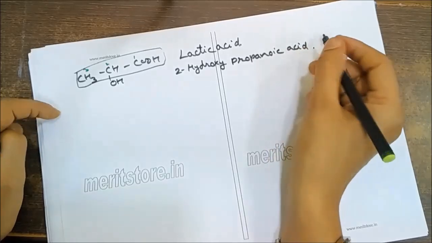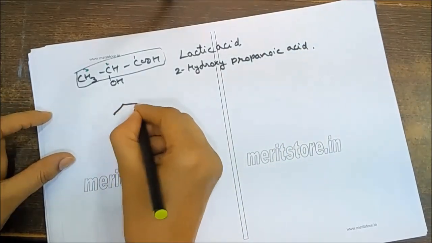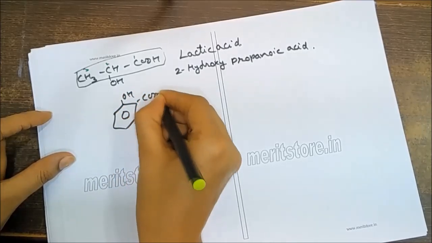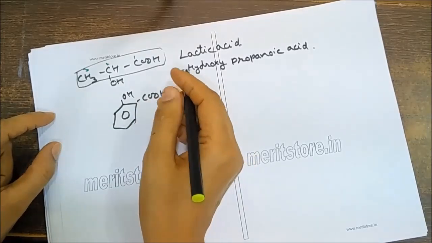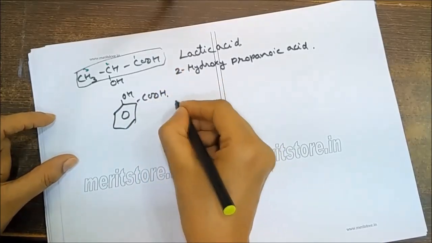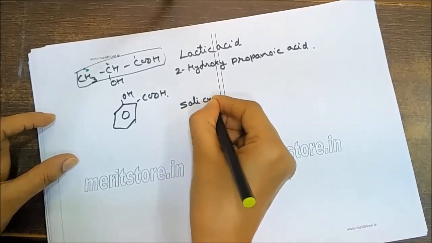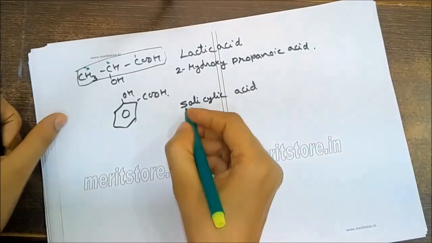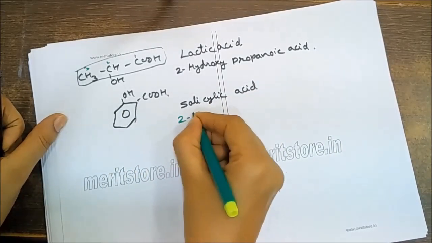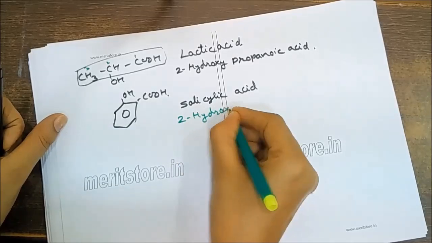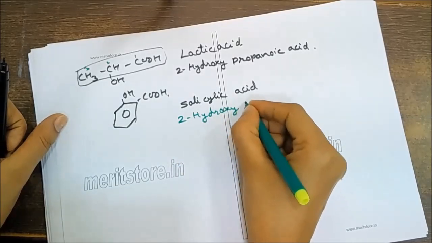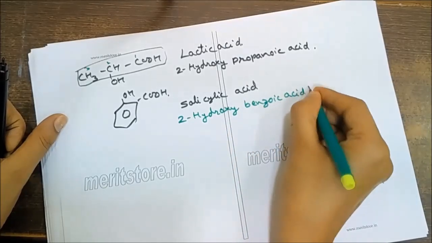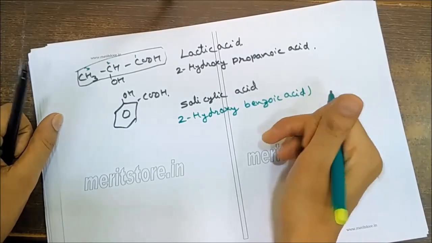Oic for the carboxyl group. And for this aromatic compound, its trivial name is salicylic acid, and the IUPAC name will be derived from 2-hydroxy benzoic acid or 2-hydroxy benzene carboxylic acid.